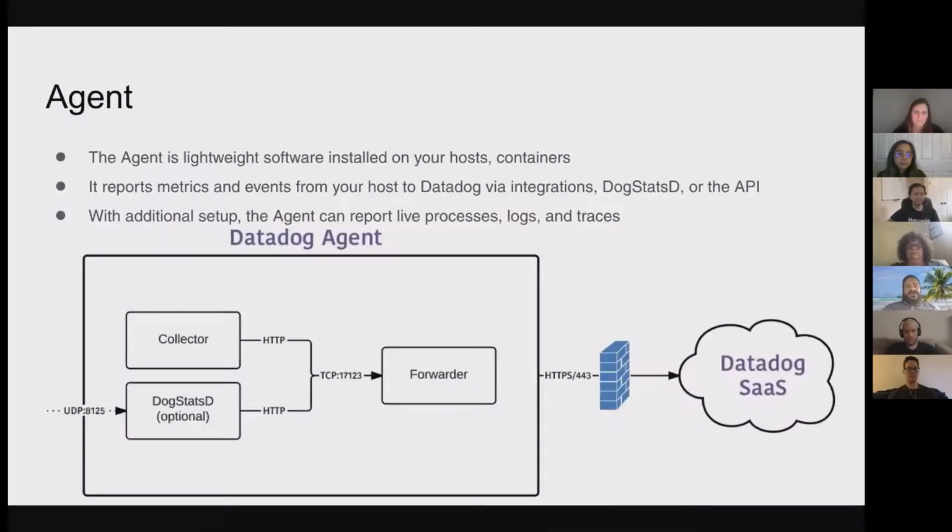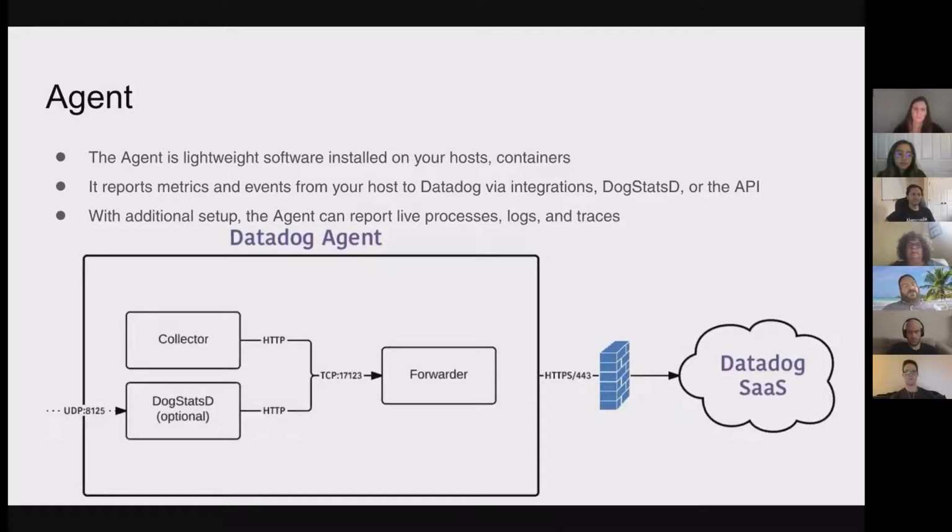So let's talk about this agent. This agent is a lightweight piece of software installed on your hosts and containers. It was originally written in Python. I think it's written in Go now, at version 7 of it. It reports metrics and events from your hosts to Datadog via integrations, whether it's DogStatsD or an API. And with additional setup, you can report on more things.